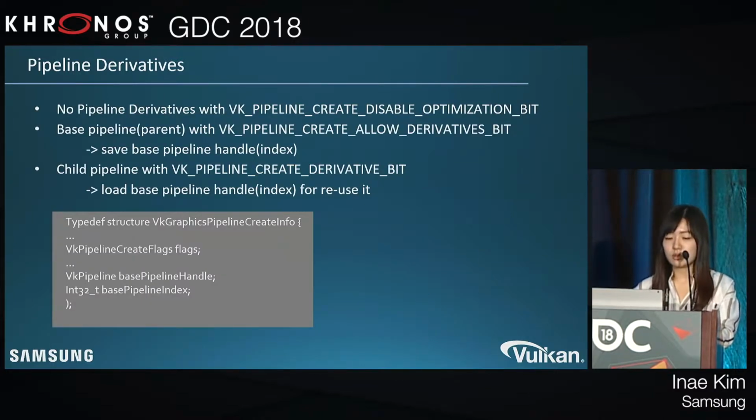So how to use pipeline derivatives? If you set the disable optimization bit in the VkPipelineCreateInfo structure's flags, it means you don't use pipeline derivatives. For using pipeline derivatives, set the allow derivatives bit, and after creating this pipeline, save the handle or index. This is the parent pipeline. For the child pipeline, set the derivative bit and the base pipeline handle or index, which needs to exist for derivatives.